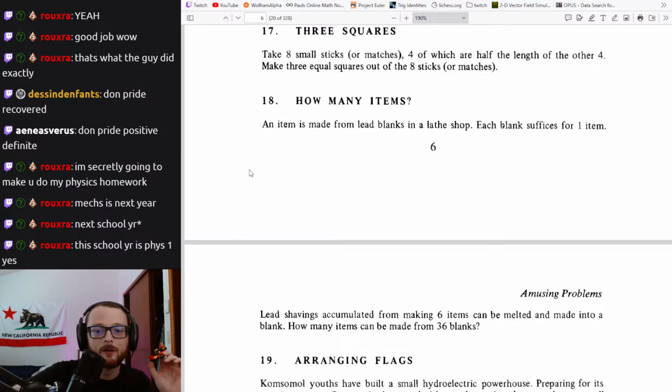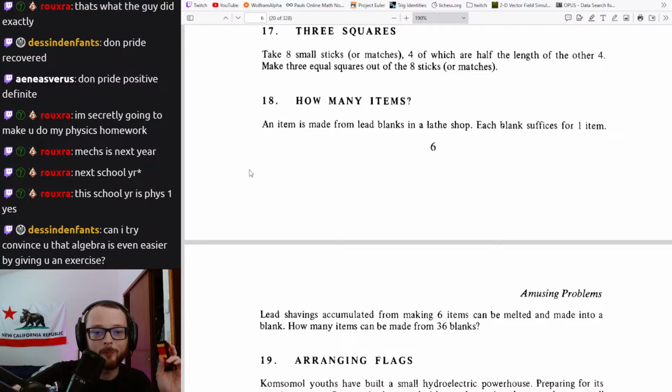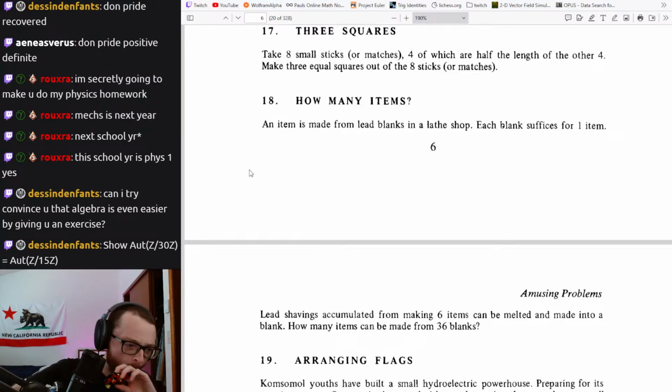Okay. Each blank suffices for, wait, I don't know what a lead blank is. Like a bullet casing? Sure, Dessen. Each blank suffices for 1 item. Lead shavings accumulated from making 6 items can be melted and made into a blank. I'm stuck on what a blank is. Oh, oh my god.